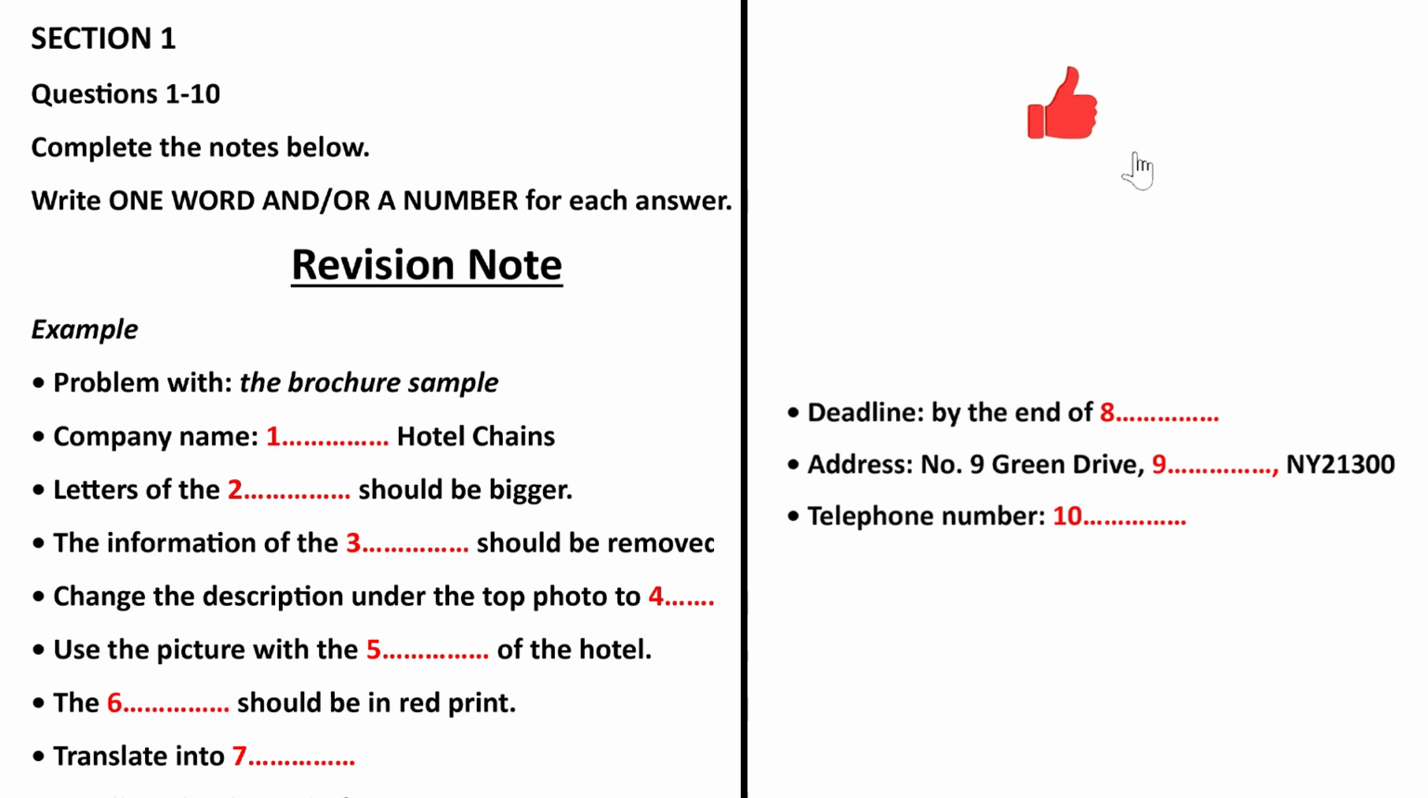Great. To where shall we send the samples? The address is number 9 Green Drive, Clifton, NY 21300. How do you spell Clifton? C-L-I-F-T-O-N, Clifton. And the telephone number? It's 9030366602. Also, if you have any further questions, you can reach me through this number. Okay.